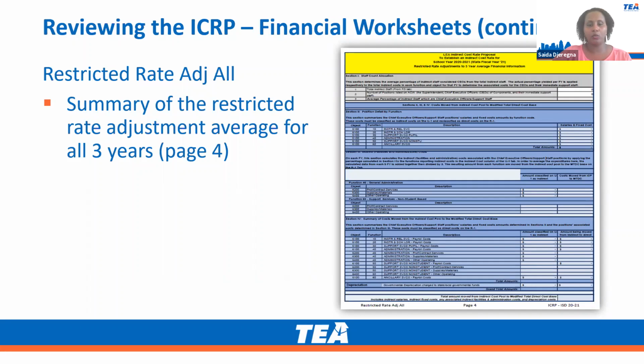And section 4 of this page will provide the average amount that is moved from the indirect cost pool to the modified total direct cost on the restricted rate calculation tab. Under each section, there's a little bit of a description of exactly what you'll be reviewing when reviewing this page.